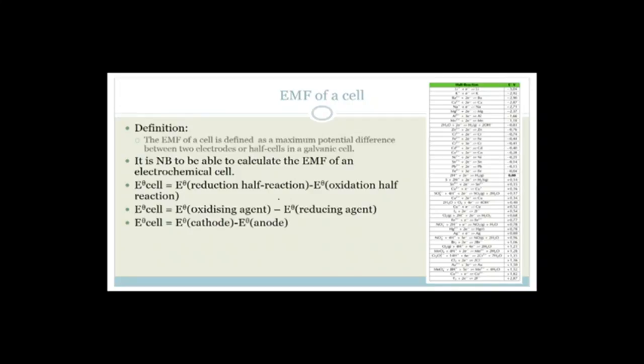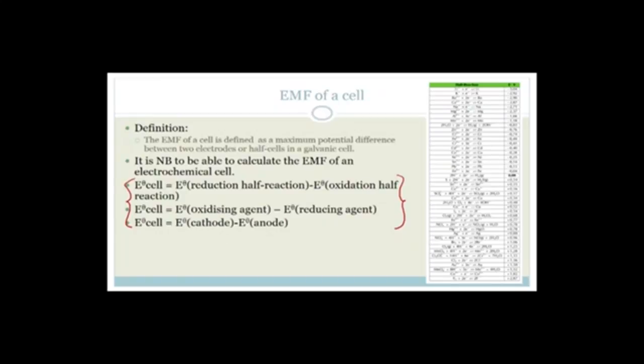Okay, so you will notice that E theta, and I call this E theta, a lot of teachers call it E zero, or they call it the EMF, but it's E theta of the cell is going to be the E theta, or the EMF of the reduction half reaction, minus the EMF of the oxidation half reaction, or it can be the EMF of the oxidizing agent minus the EMF of the reducing agent, or it could be the EMF of the cathode minus the EMF of the anode. Guys, these are all the same thing. It just depends on which way you look at them.